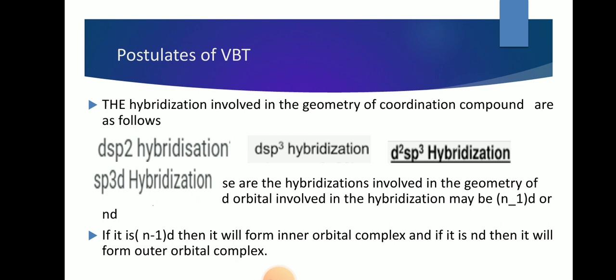If the d orbital is penultimate, it means (n-1)d orbital, then the complexes formed after such type of hybridization would be inner orbital complex. If the d orbital involved in hybridization is nd orbital, then the complex formed after such type of hybridization would be outer orbital complex. We will discuss what are inner orbital and outer orbital complex in the next slides.